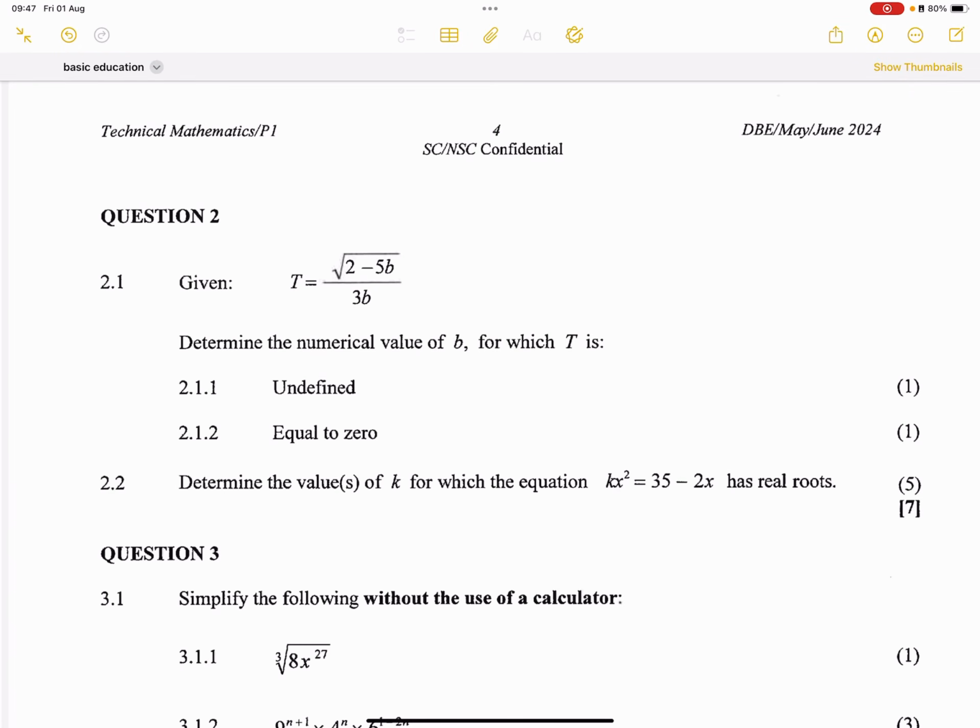All right, so we are looking at the technical maths May-June 2024 exam. So we are starting with question 2. We have already completed question 1.